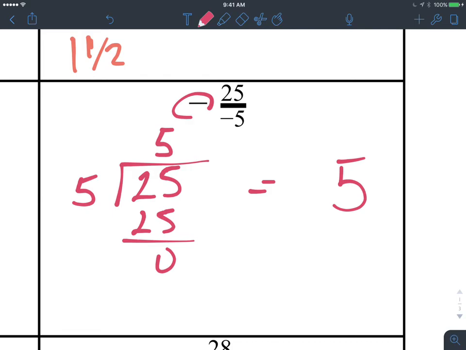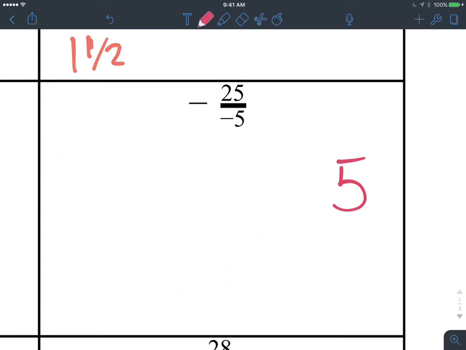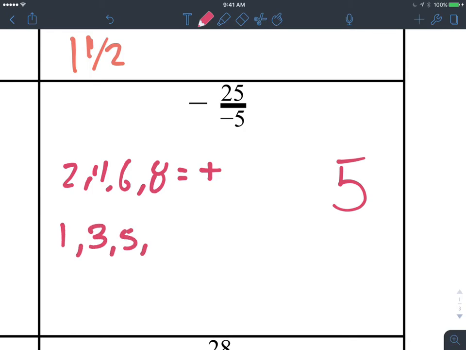Now remember that we talked about earlier in the semester that this negative sign can be attached to neither of these two. It can remain on the outside. It could be attached to just the 25. It could be attached to this negative 5. But in reality, what we're most concerned about is how many negative signs do we have? If we have an even number of negative signs, that is any 2, 4, 6, 8, then our answer is going to be positive. But if we had an odd number of negative signs, like 1, 3, 5, 7, then our answer is going to be negative.